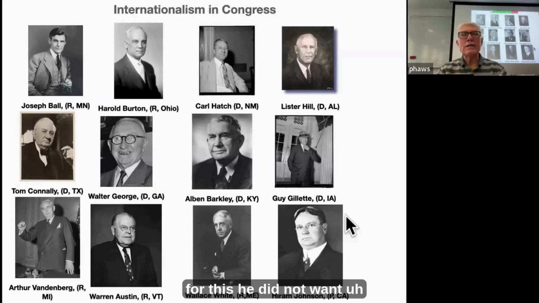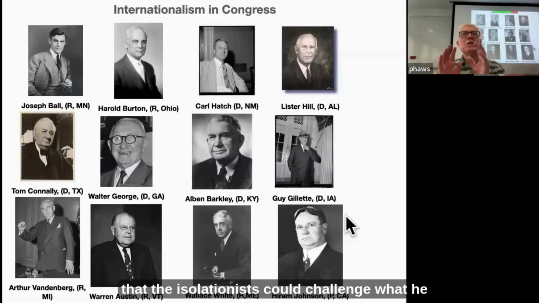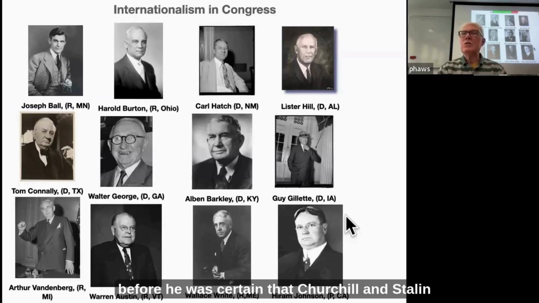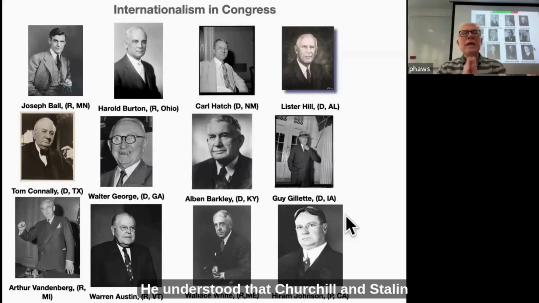He did not want to open up congressional hearings or the possibility that the isolationists could challenge what his ultimate goals were. Secondly, he didn't want to get into a discussion of this sort of thing before he was certain that Churchill and Stalin would go along with it. He understood that Churchill and Stalin, and Britain and the Soviet Union, had to be part of the postwar settlement.